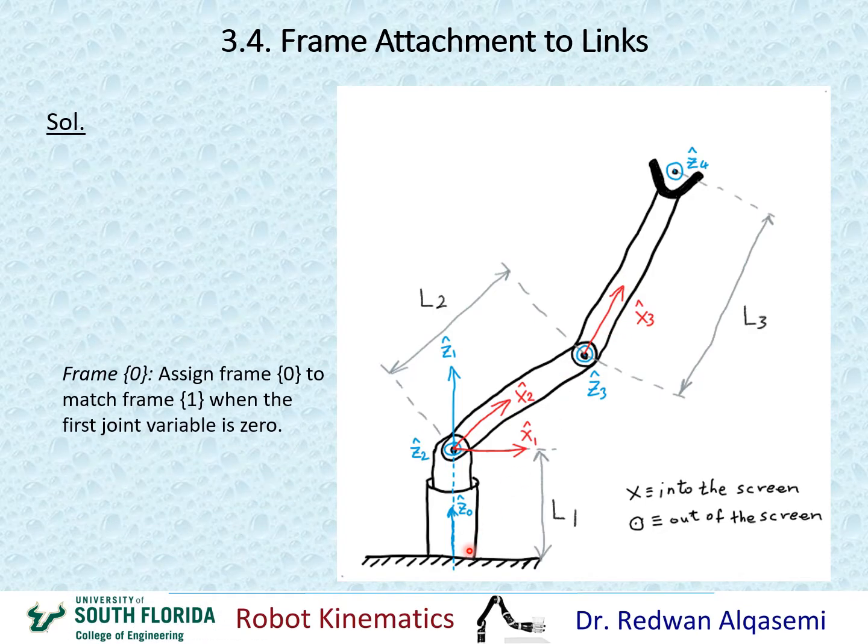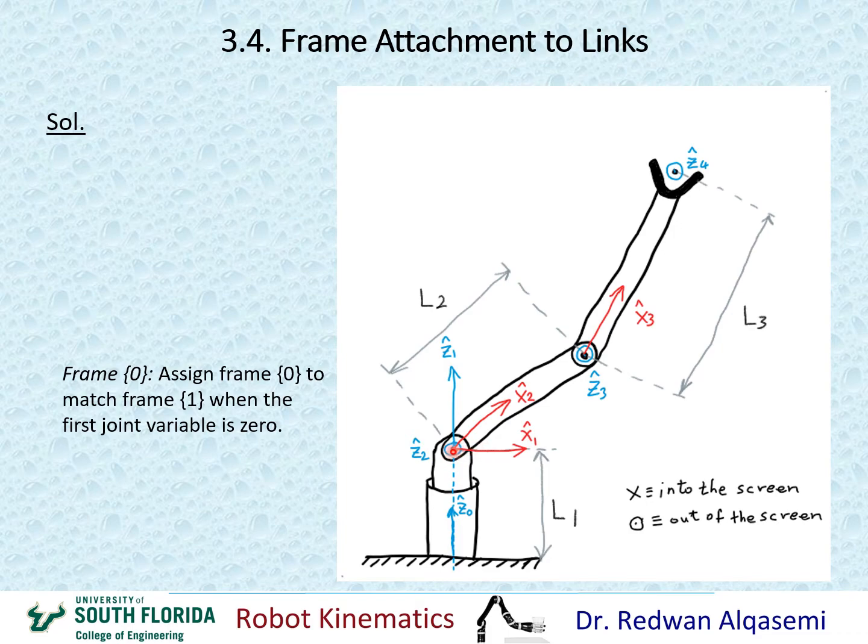Now we go down to frame 0. Since this is our z0, I can assign x0 to be the same as x1, but then all the kinematics will be based on the ground frame, which will be right here.